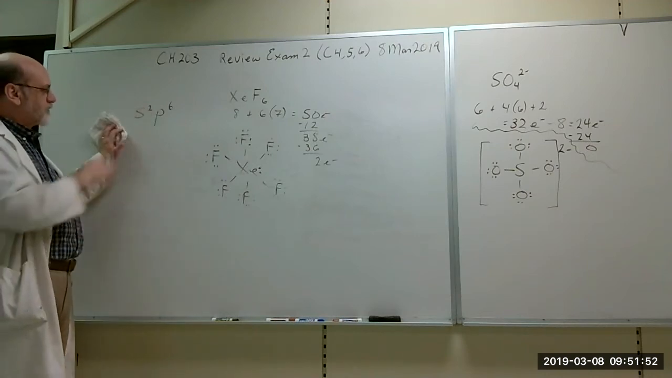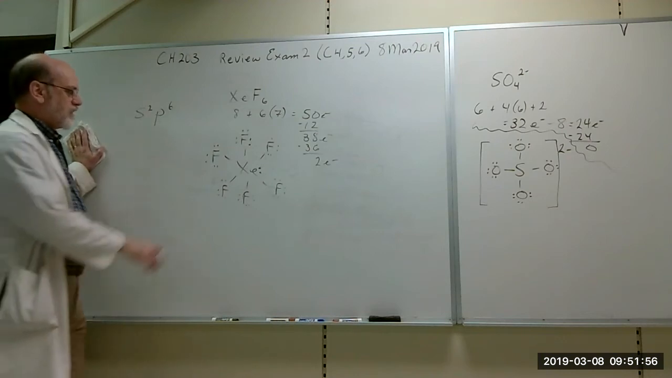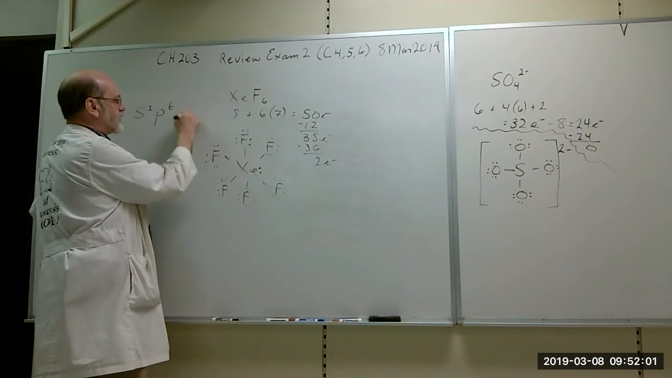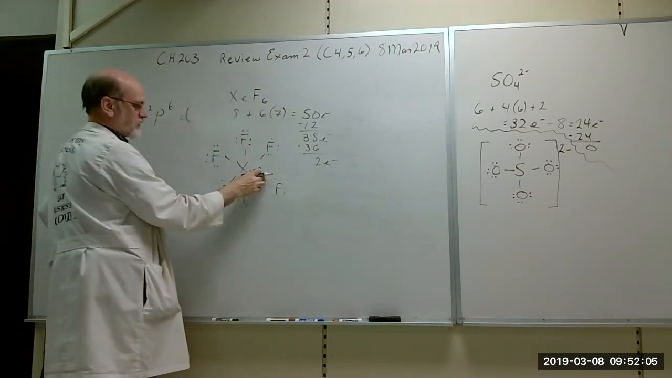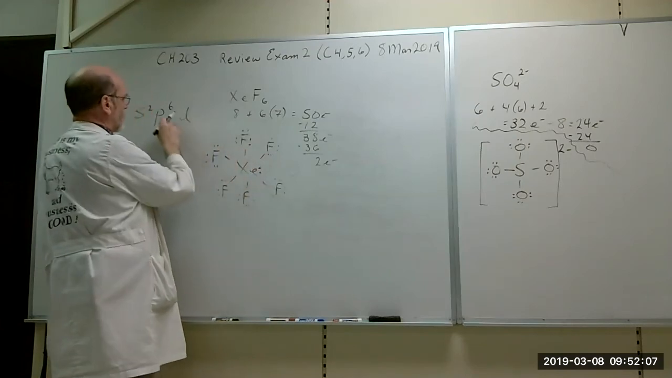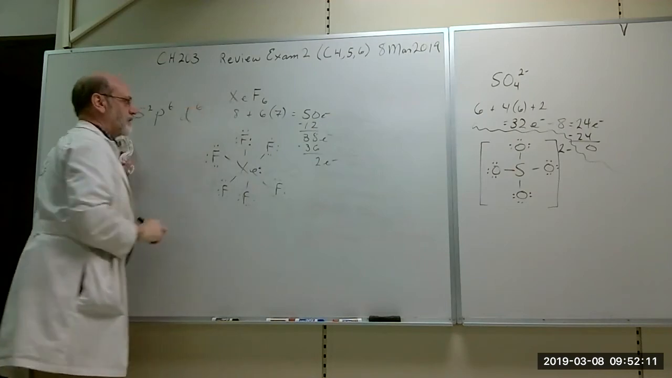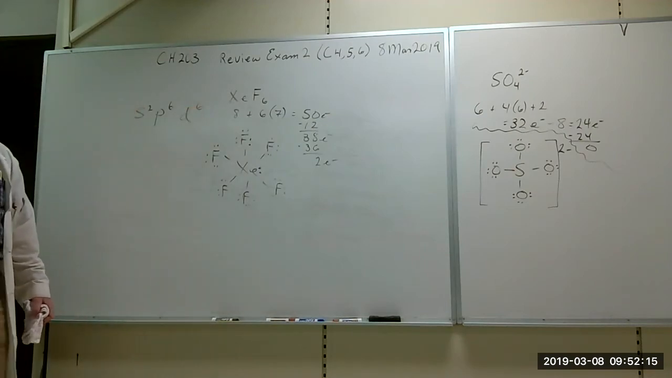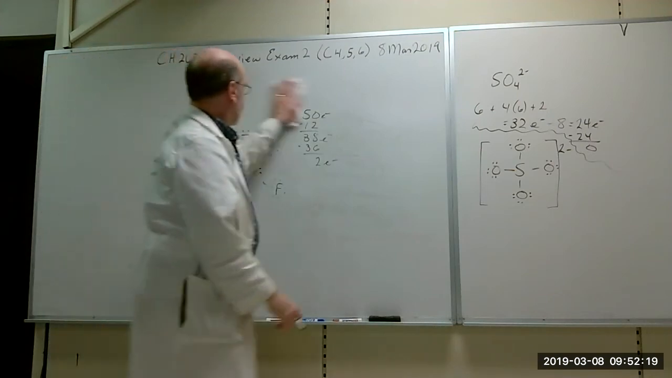That's where the concept of the octet comes from. But when you're dealing with those elements that have access to a d orbital, then they can accommodate more. 2, 4, 6, 8, 10, 12, 14. So 8 from 14 is 6, right? So that's where those other 6 go. They're accommodated by the d orbital. Okay.